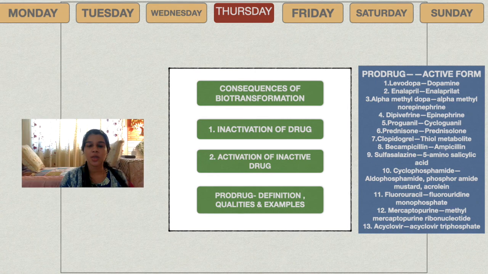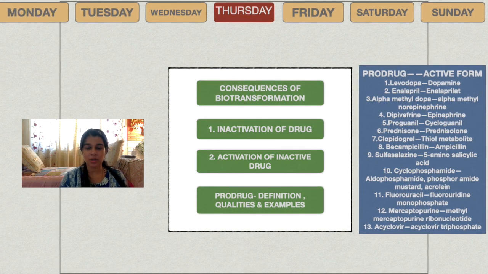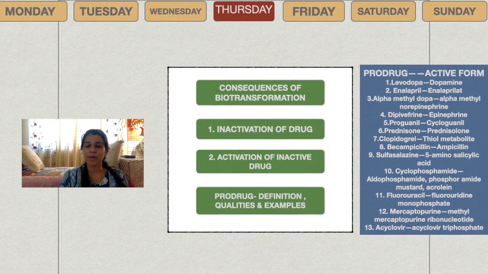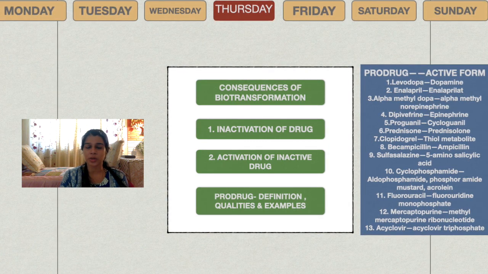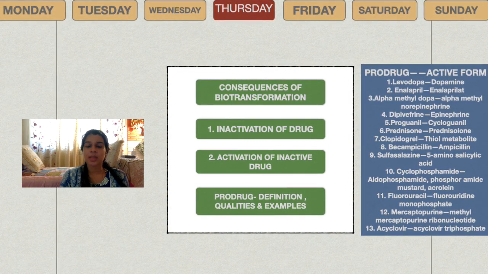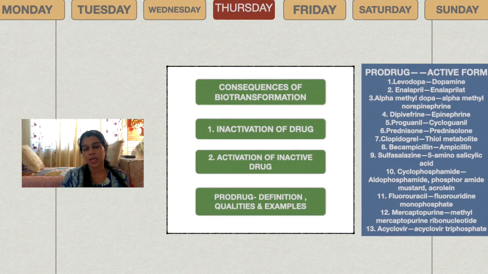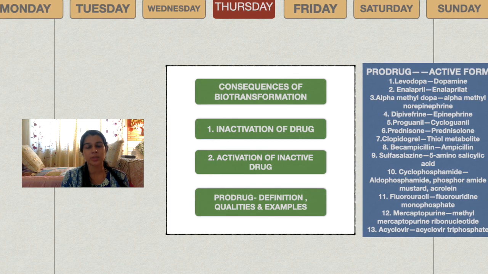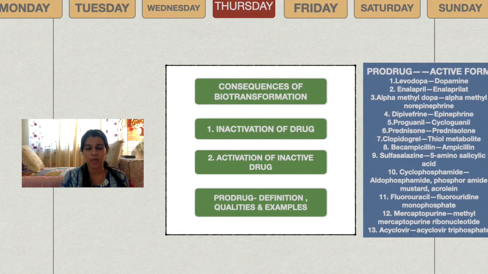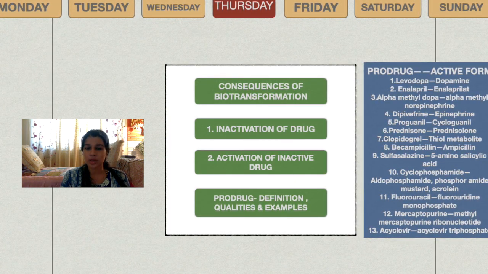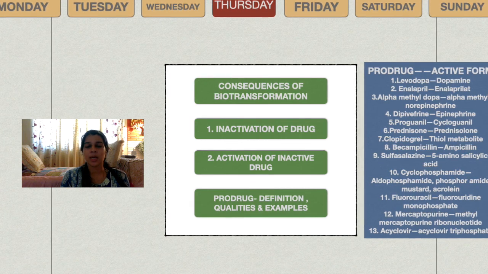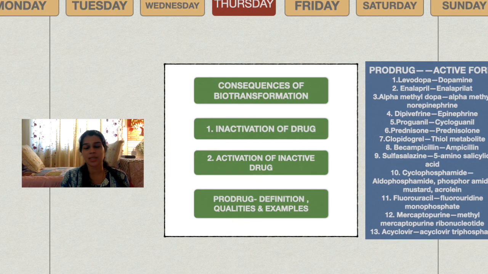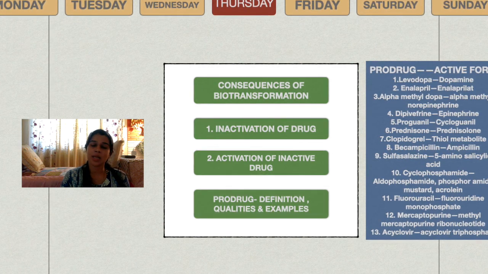So the first consequence is inactivation of the drug. That means termination of the drug action, and finally the drug is excreted because it becomes water soluble, so it is excreted by the urine. The next we did today was conversion of the inactive drug, which we called a prodrug. So I gave you the definition of prodrug, and then conversion of this inactive drug into the active form. And then I gave you a very long list, and I'm not going to repeat it. You can see it. It's just on the left side of mine.